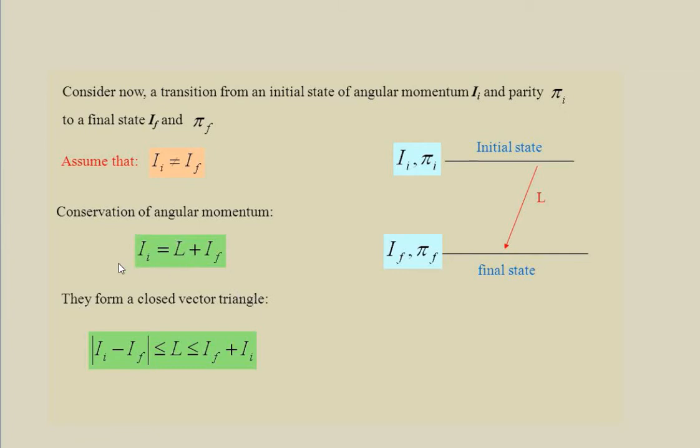From this expression we can find that the value of L can be between the modulus of I_i minus I_f and I_i plus I_f. These are the possible values of L for a particular I_i to I_f transition.